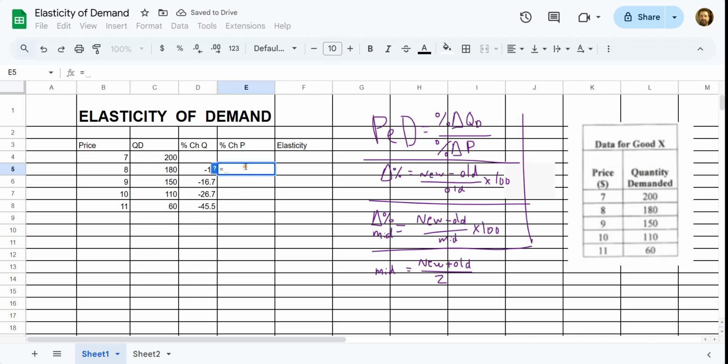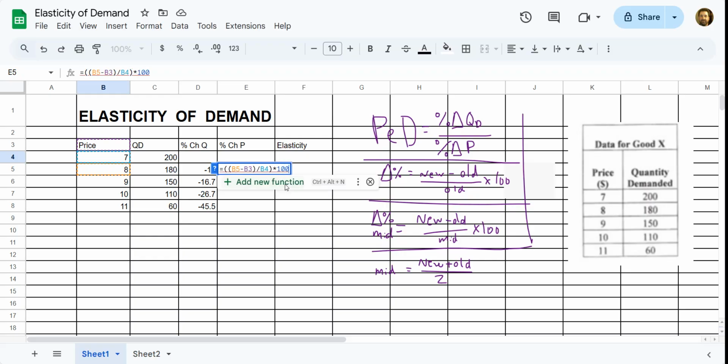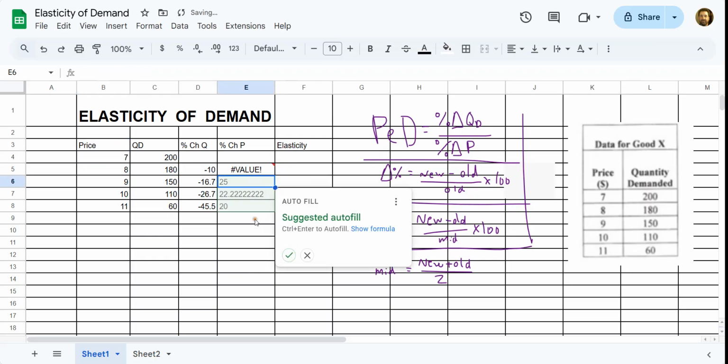percent change in price. So I hit equal sign, and this is the new price minus the old price. I want to put those in parentheses. And then I divide it by the old price. And then I want to multiply the whole thing by 100. So times 100. And I can just copy that down.